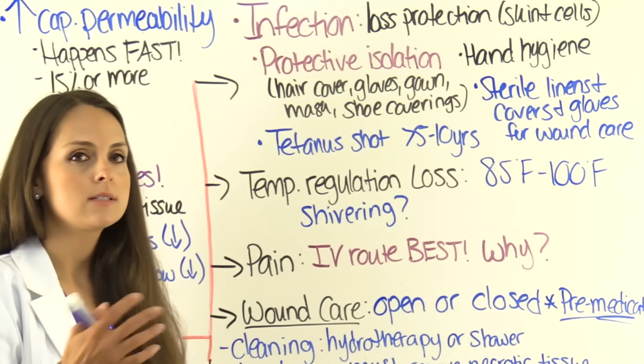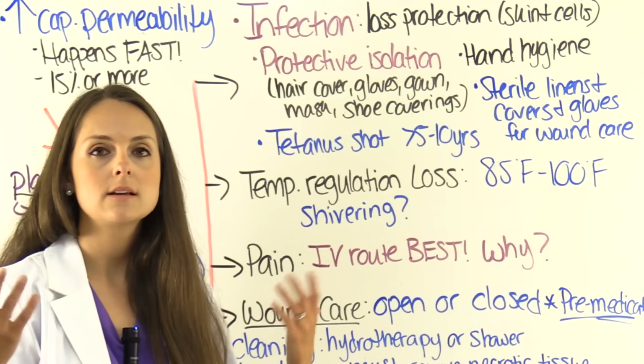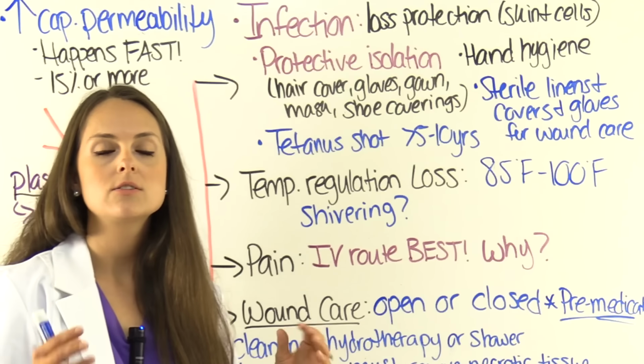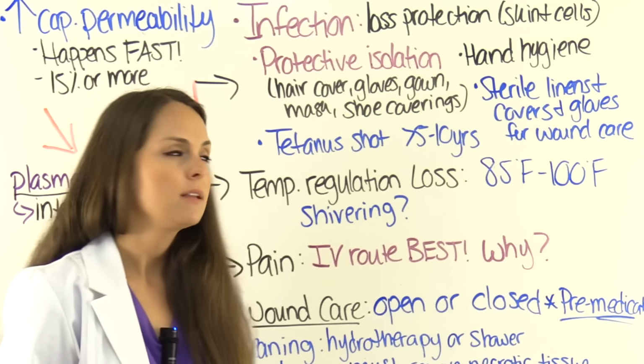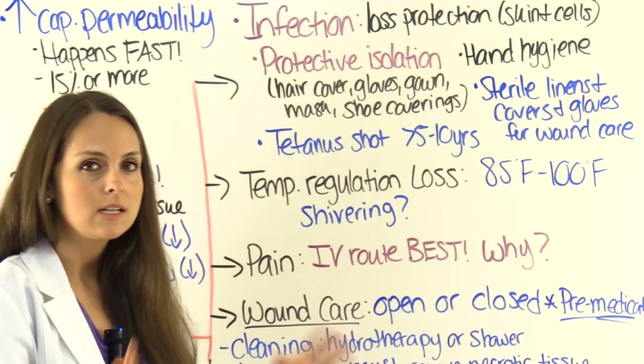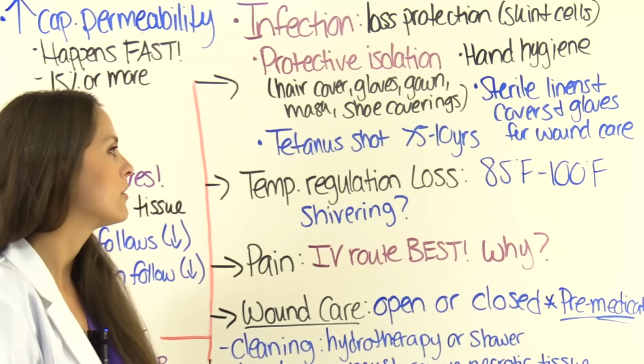And it's important that you assess the patient's last injection of a tetanus shot, because they're at risk for developing this, and if it's been at least 5 to 10 years, they may need another injection.